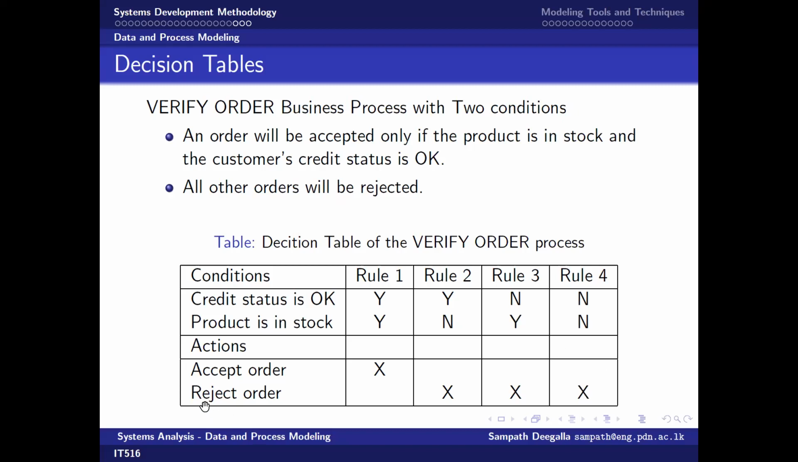Second part of the decision table, you are going to have actions. Now, there are 2 actions. Either you are going to accept the order or reject the order. So if both the credit status is okay and product is in stock, we know that we can accept the order. And in all the other cases, we have to reject. Simply, the decision table represents that information. So apart from what we have learned earlier, here you can see we focus more on business logic, how the process works, how the action will be taken.